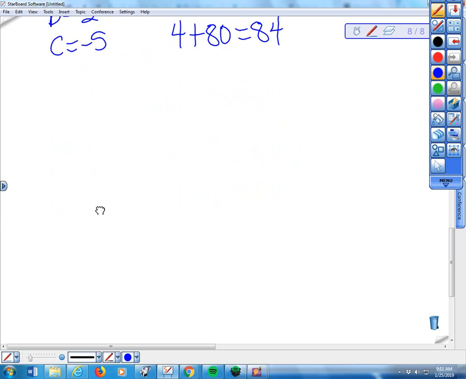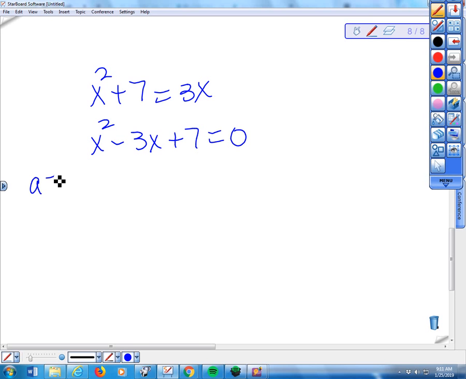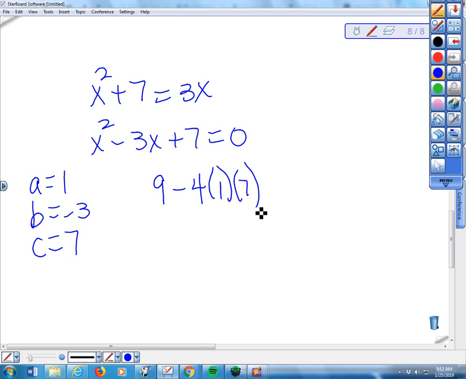Okay, before you find the discriminant, you must always get it into standard form before I assign a, b, and c. So this is x squared minus 3x plus 7 equals 0. A is 1, b is negative 3, c is 7. B squared is 9 minus 4 times a times c. 9 minus 28 is negative 19. This tells me there are 2 imaginary solutions.